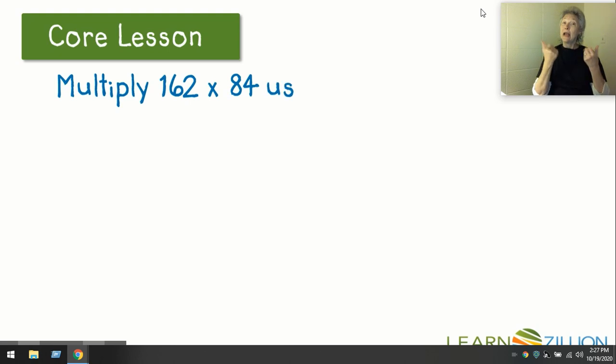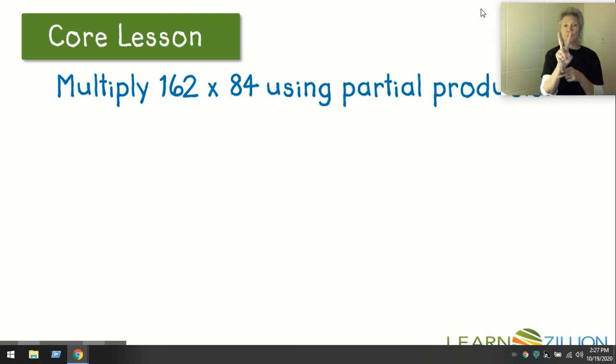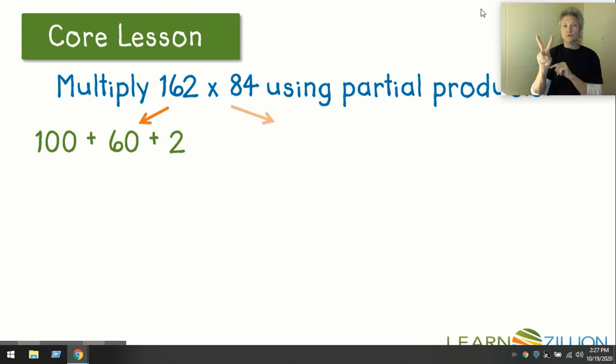Now let's multiply 162 times 84 using partial products. I'll break apart each number into its individual values. So 162 will become 100 plus 60 plus 2, and 84 will become 80 plus 4. Each number is represented in expanded form, and you can see the value of each digit.